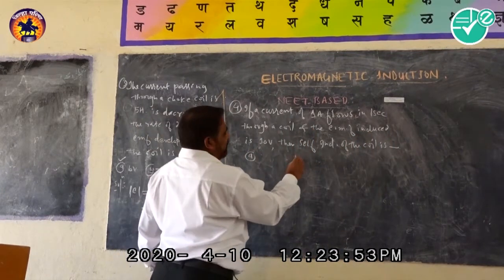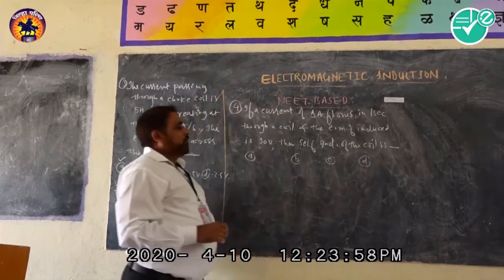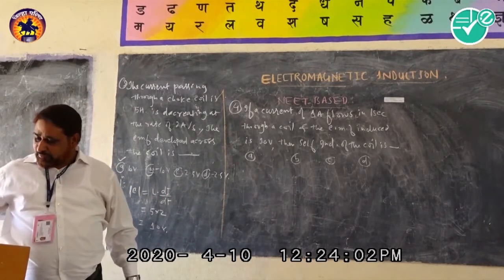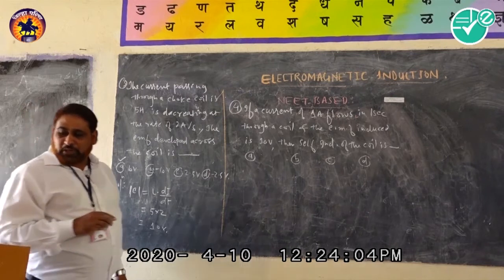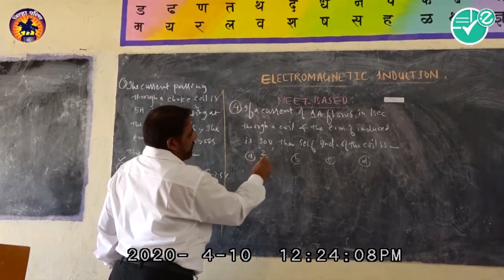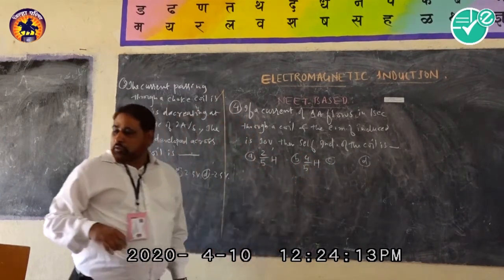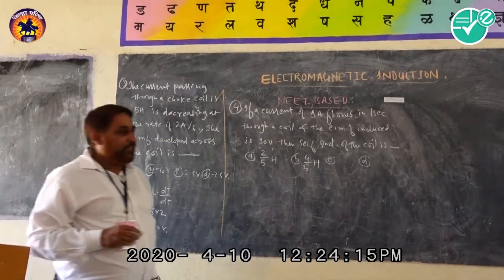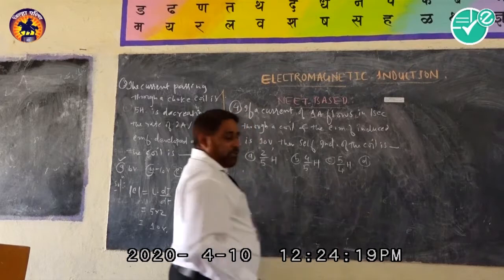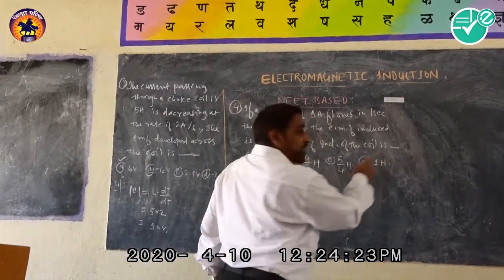The same formula we have to use, because just a few values are given and a few values are asked here. The options are 2 by 5 Henry, 4 by 5 Henry, 5 by 4 Henry, and the last one is 1 Henry. Which one is correct? Can you guess?